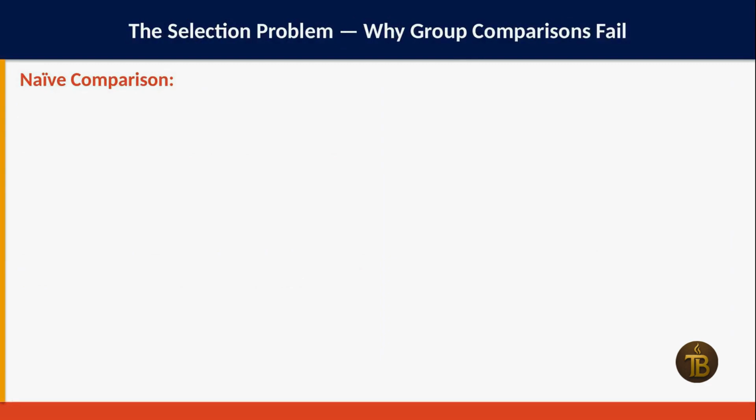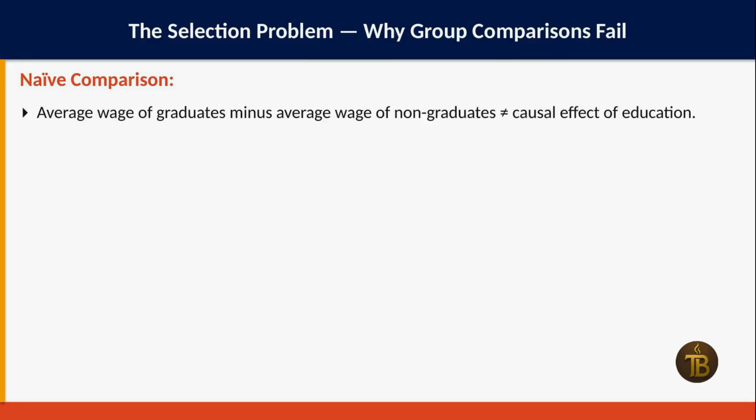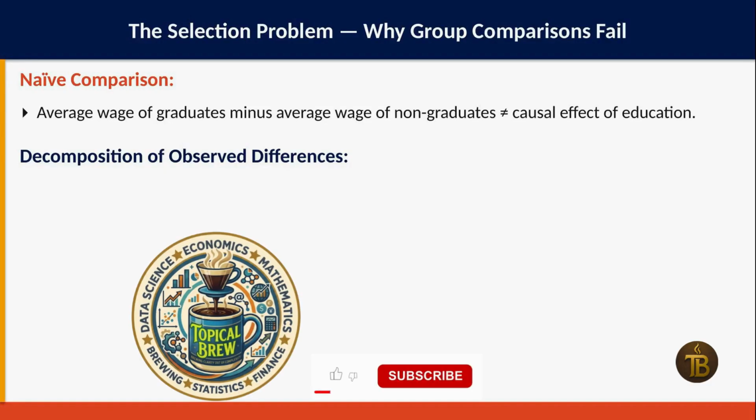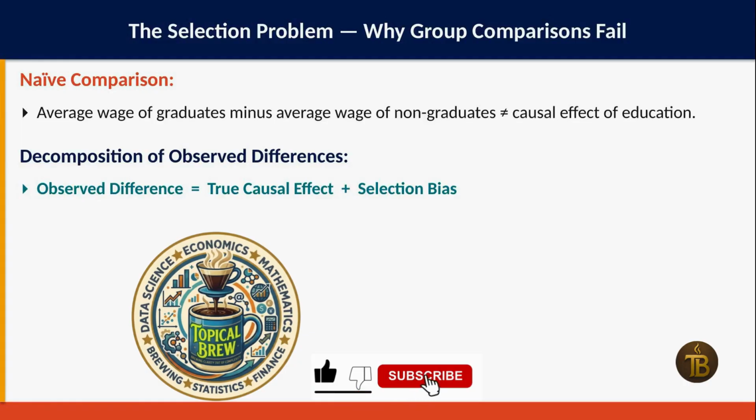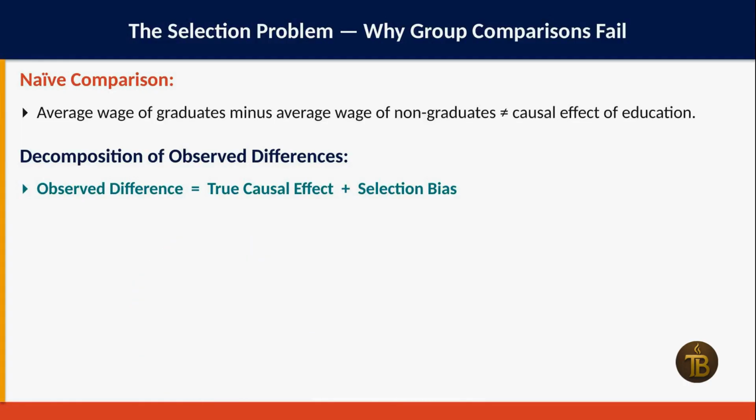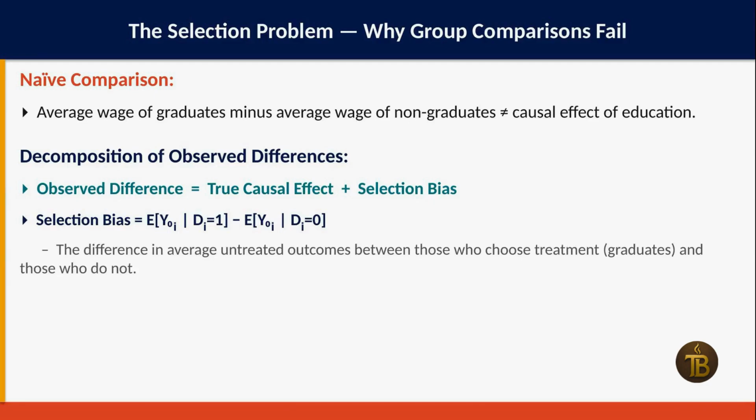This brings us to a broader issue: why simple group comparisons fail to identify a causal effect. The average wage of graduates minus the average wage of non-graduates is not the same thing as the causal effect of education. We can actually decompose that observed gap into two distinct pieces. The observed difference equals the true causal effect, plus a selection bias term. Formally, the selection bias is the expected difference in the untreated outcome between those who choose treatment and those who don't. In plain terms, it's the gap in what the two groups would have earned anyway, even without the extra education, simply because of who they are.